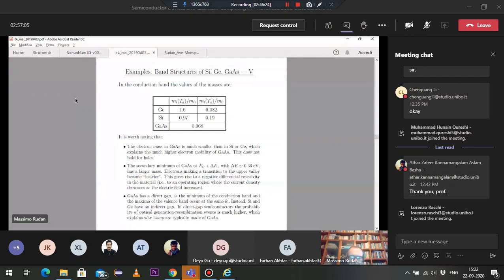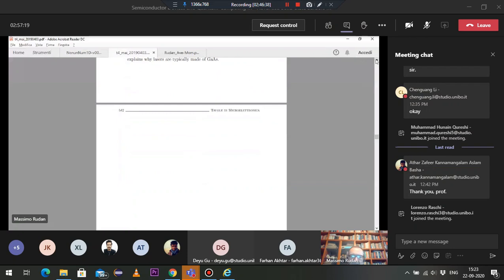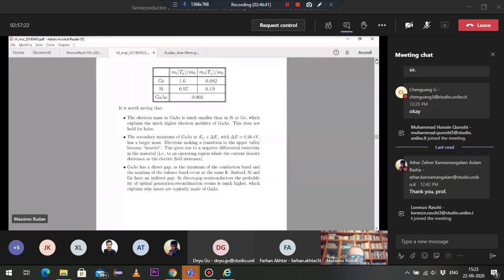The other comments that are here in the slides, I think, were already made while discussing the figure. Okay. So about the curvature, about the secondary minimum of the conduction band of gallium arsenide, and the possibility of building lasers with gallium arsenide.